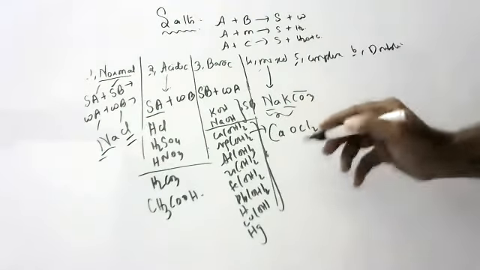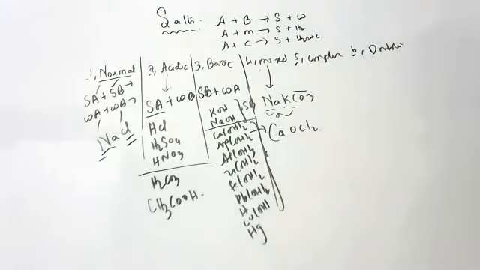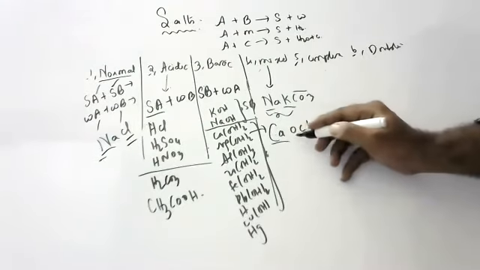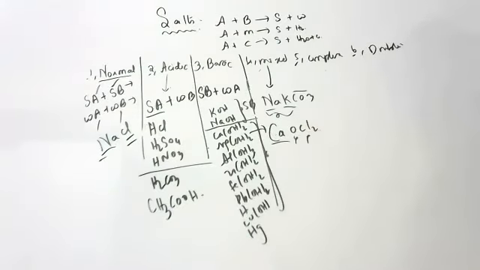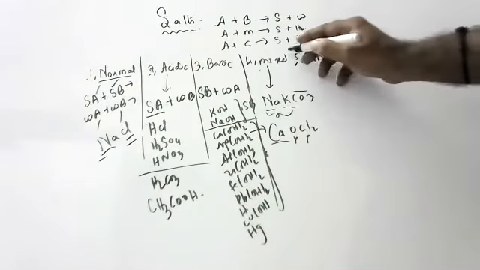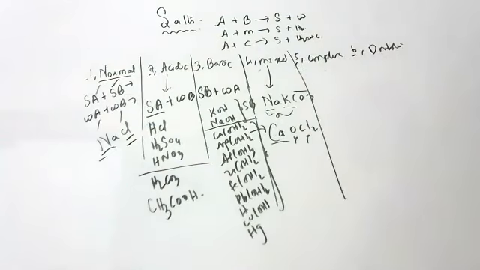One more example, sir, you ask: CaOCl2, calcium oxychloride, famously called bleaching powder. One basic component, two acidic components. So mixed salts are those salts which contain more than one basic or acidic component. They are called mixed salts.